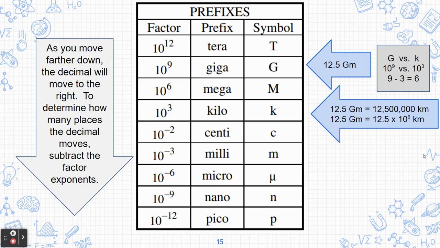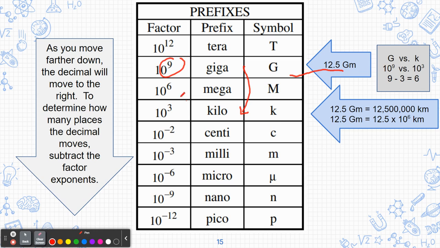So as you move farther down, the decimal point will move to the right. To determine how many places the decimal moves, you just need to subtract the factor exponents. So for example, if I'm starting up here, I'm going to have 12.5 gigameters, and I want to convert it into kilometers. That means I'm going to go from here to there. So I'm going from 9 to 3.